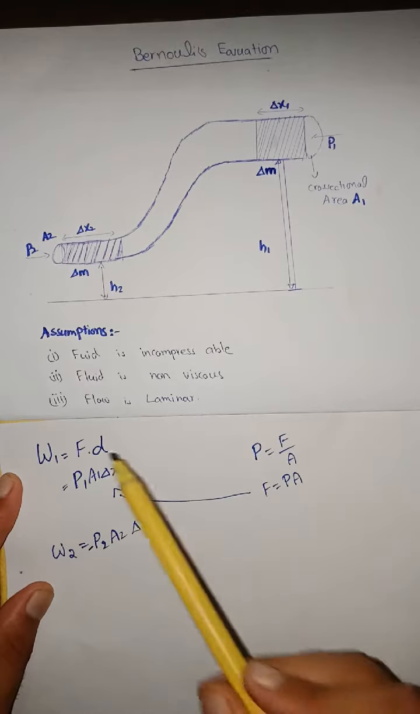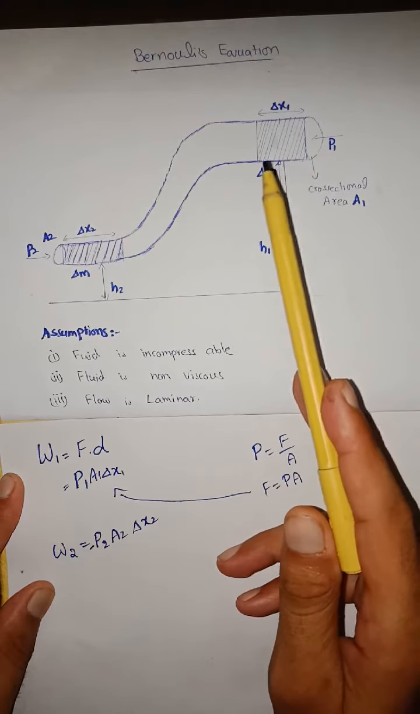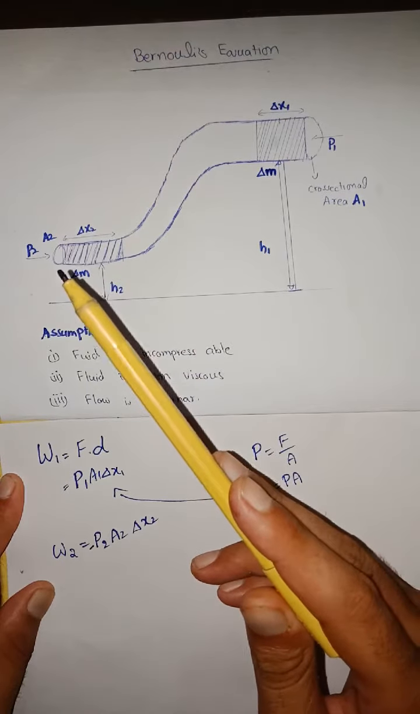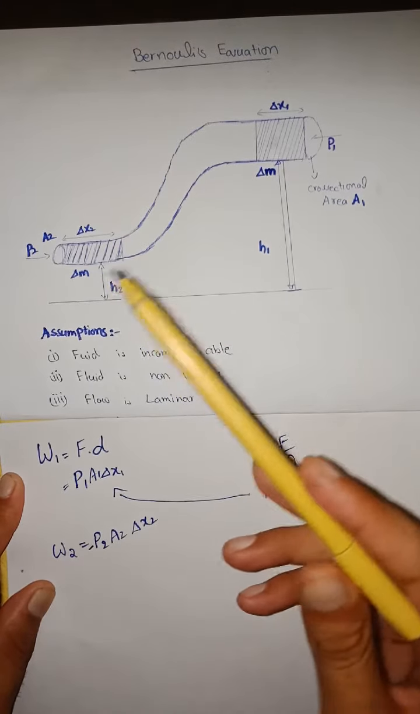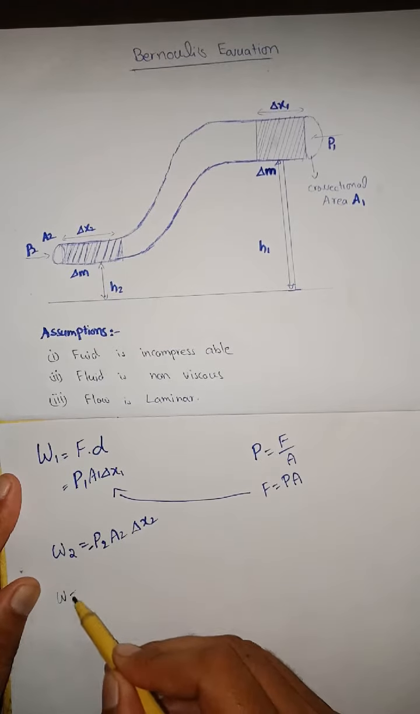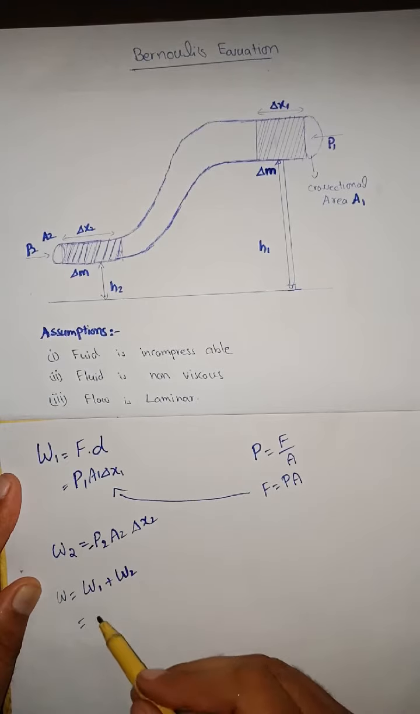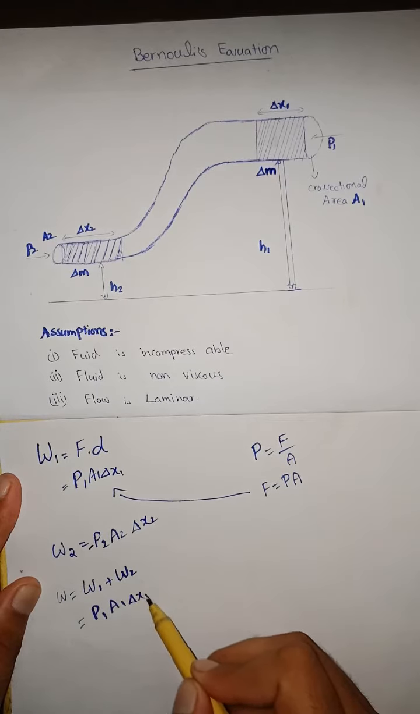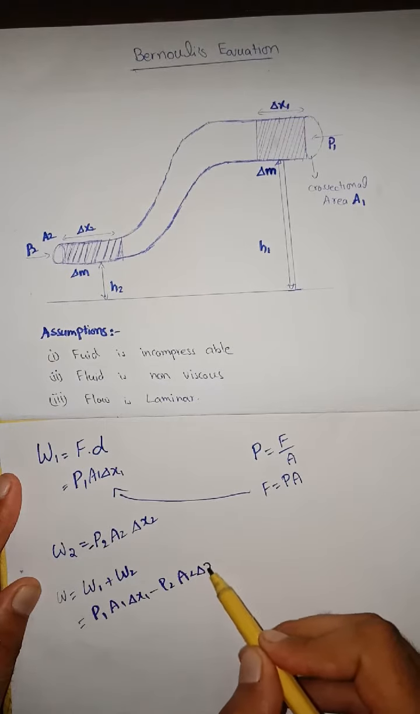This is because at the upper end the pressure is along the motion of the liquid, but here the pressure is against the motion of the liquid. In other words, work is done against the energy of the fluid. If we want to find the total work W, it would be equal to W1 plus W2, hence the result will be P1 A1 delta x1 minus P2 A2 delta x2.